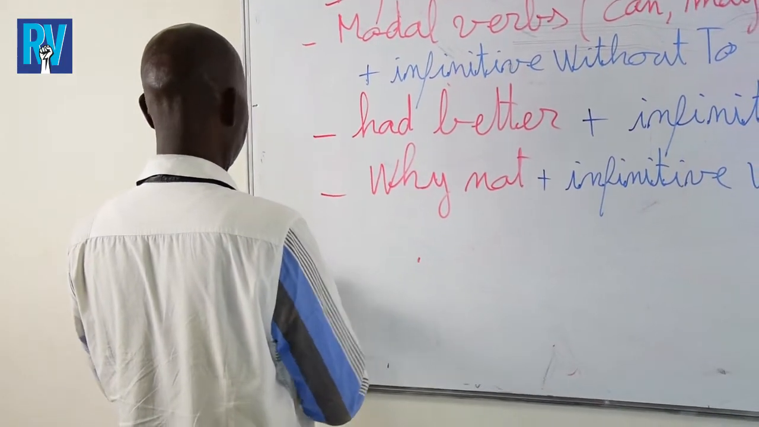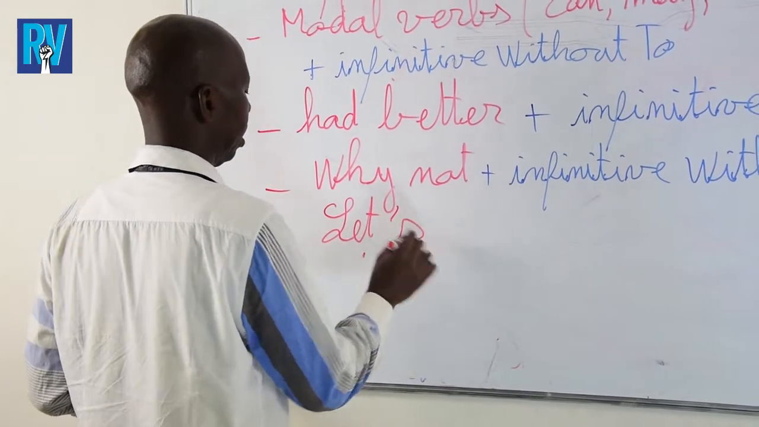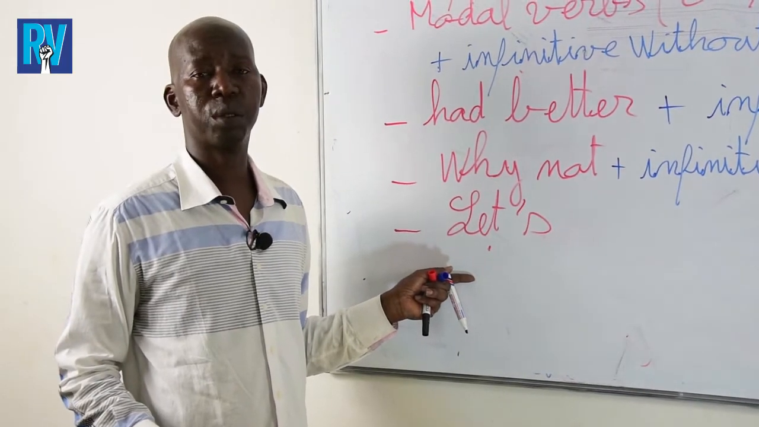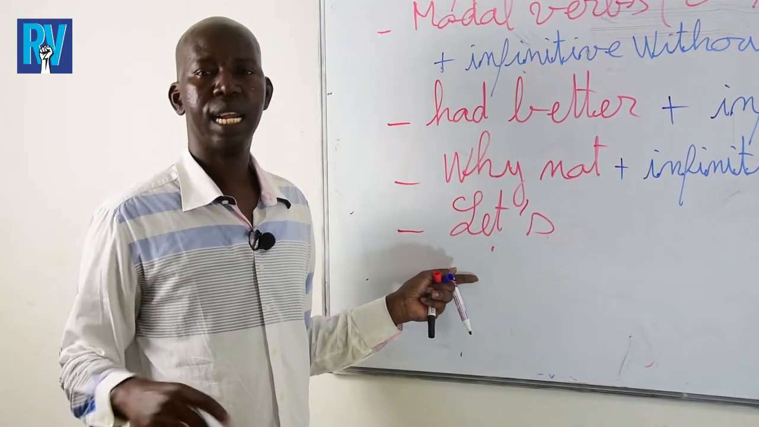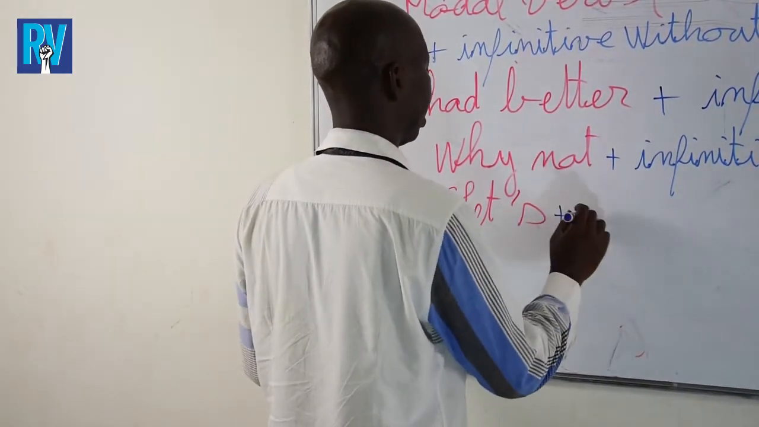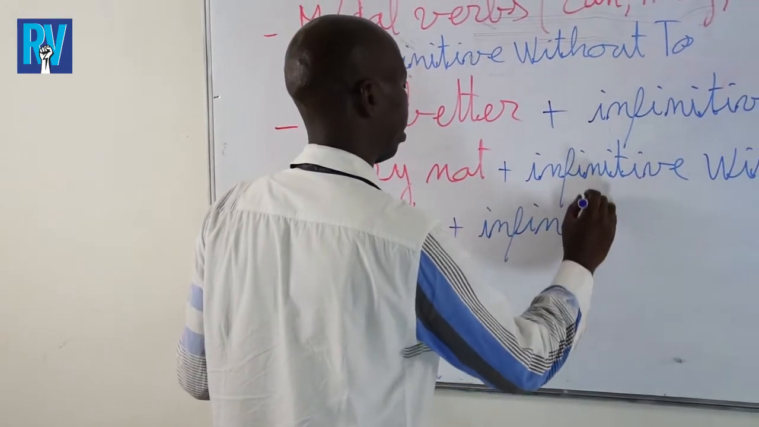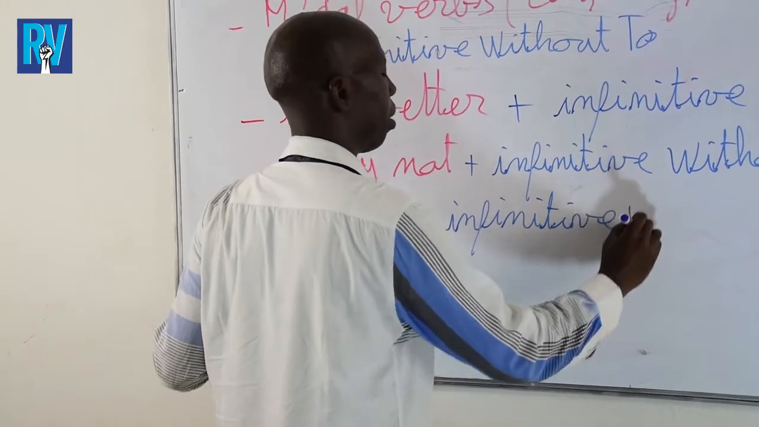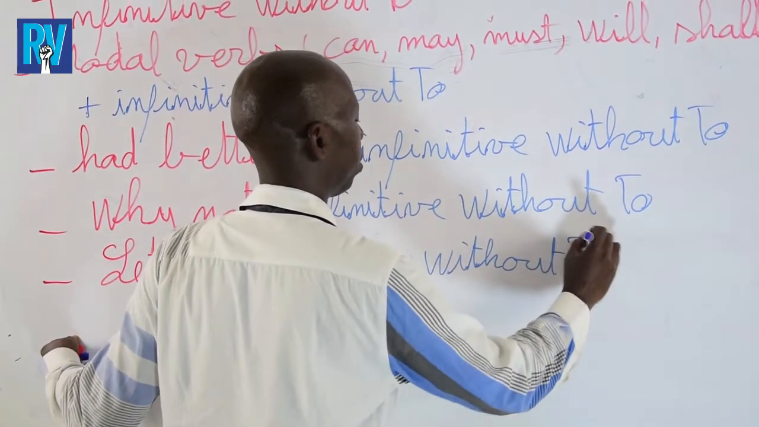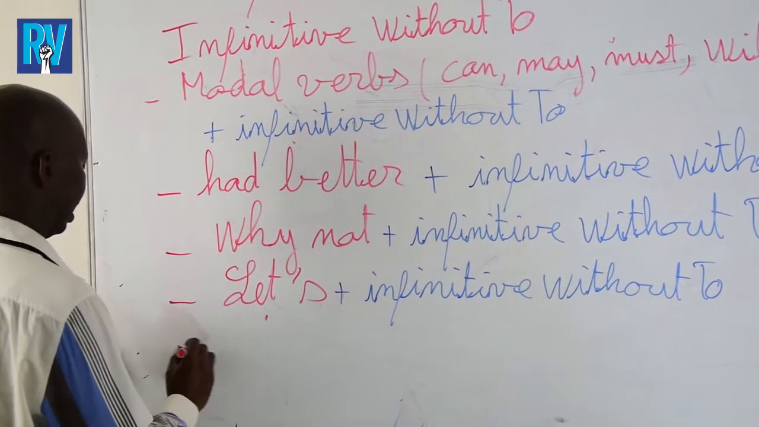We have also let's. Yes, let's is always followed by an infinitive without to. Let's go, let's take, let's see, let's work. So we have plus infinitive without to. Infinitive sans to. Without to.